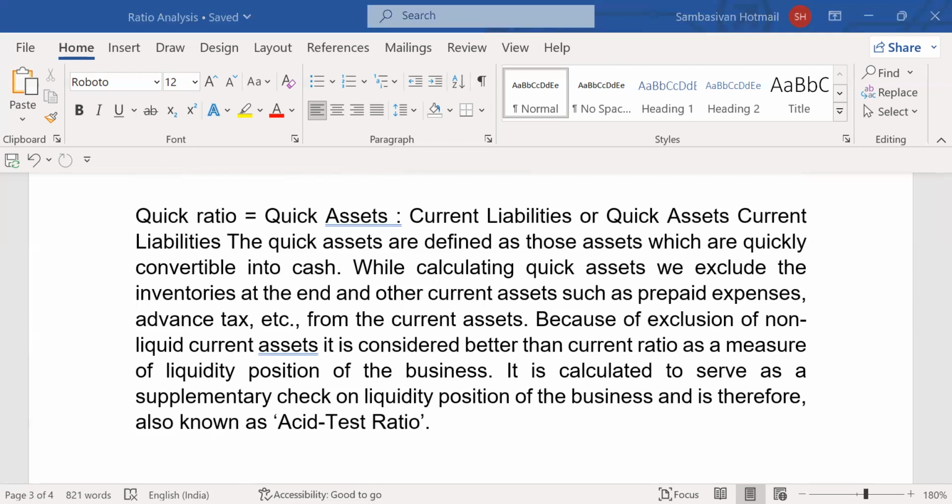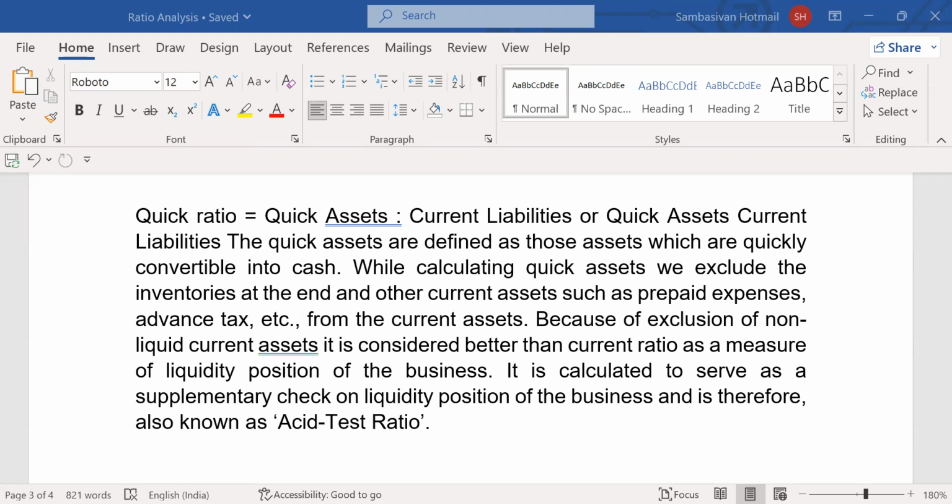What is quick ratio? It's not coming clearly. India quick ratio formula.